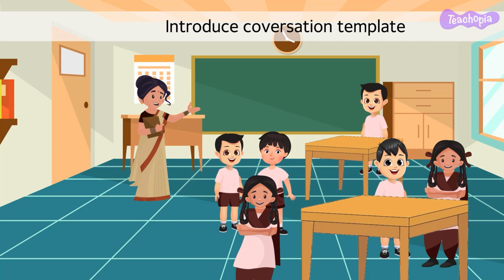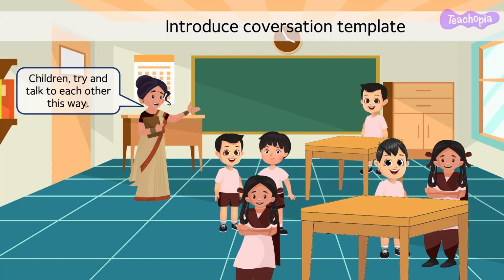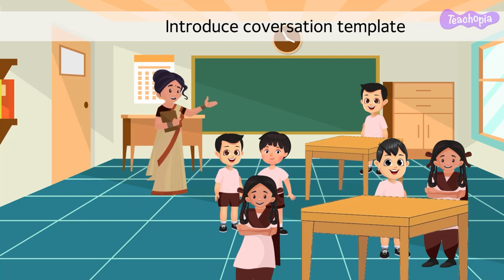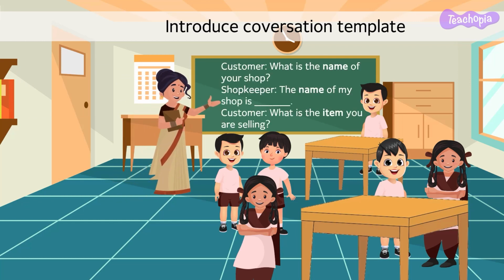After some time, introduce learners to a template to talk to each other in English as they interact in the marketplace. Children, try and talk to each other this way. For example, the customer says, "What is the name of your shop?" To which the shopkeeper can reply, "The name of my shop is dash."